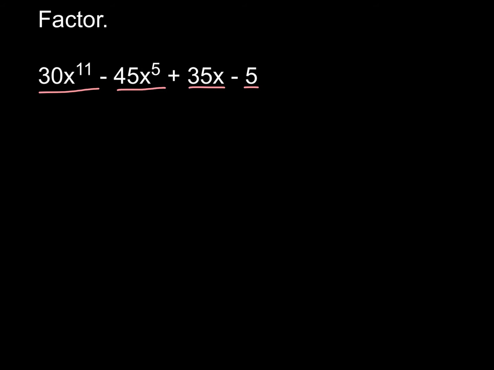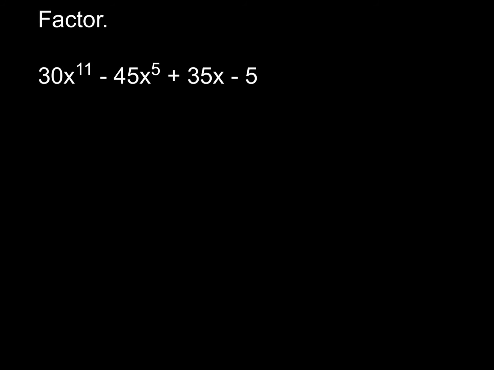Now the first thing I notice as I take a look at these is that the 5 does not have an x in it. So I know that I'm not going to be able to pull any x's out of every term. So then I'm just focusing on the numbers themselves, 30, 45, 35, and 5. And I'm saying, what can I divide each of those by? In this case, I can divide them all by 5. So that's what I'm going to do. I'm going to divide them all by 5.